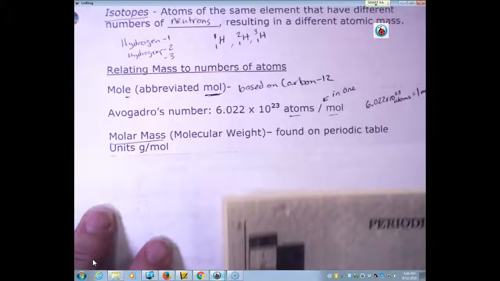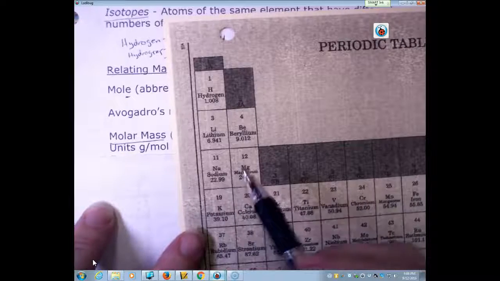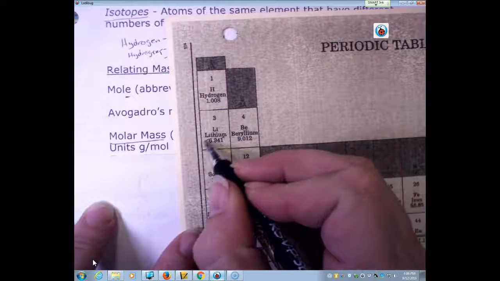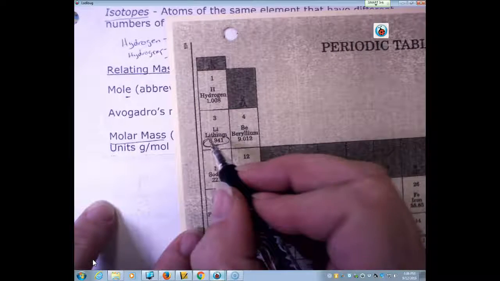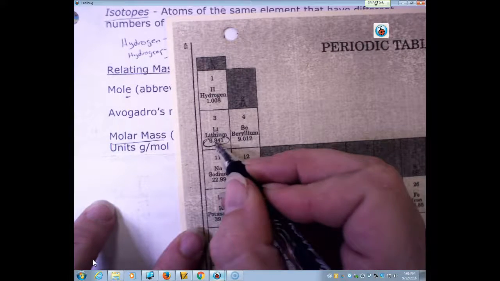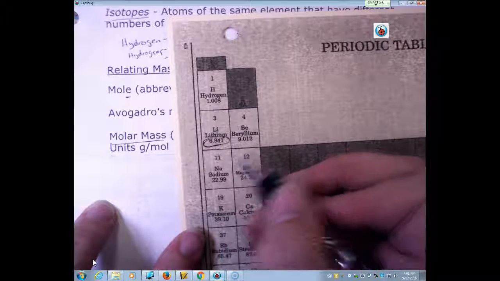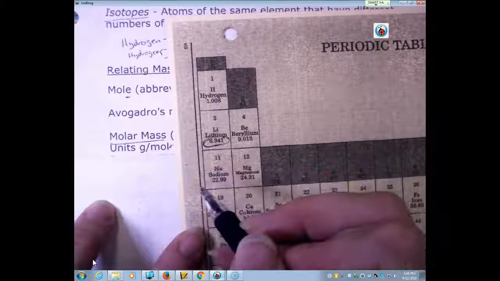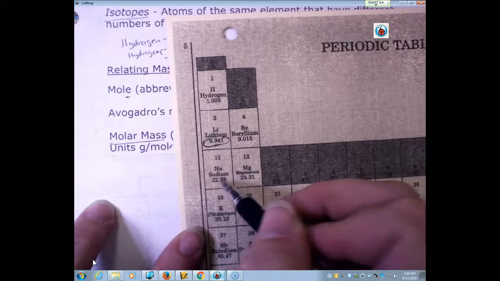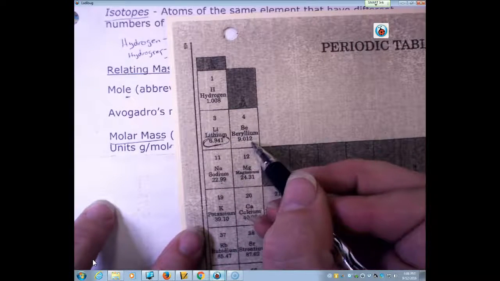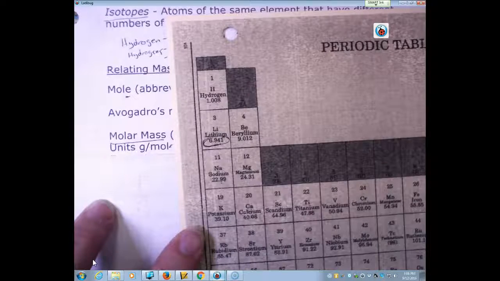If we look at our periodic table, where we're going to find our molar mass is this bottom number right here. And I always take it to 2 decimal places. So I would say this one's 6.94 grams per mole, and you just put those units on there. It's different for every single element. You'll notice sodium is different than lithium, which is different than beryllium. You will need to use your periodic table so that you can find what the elements are.